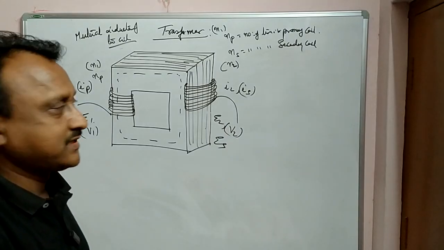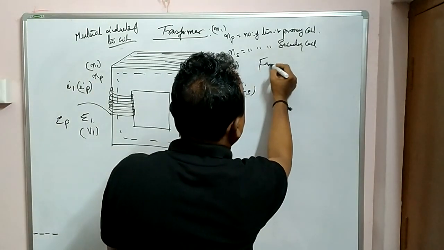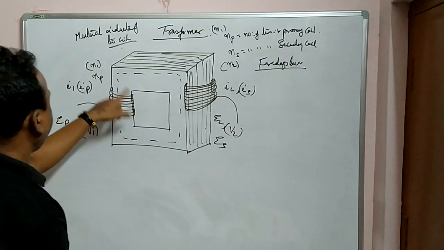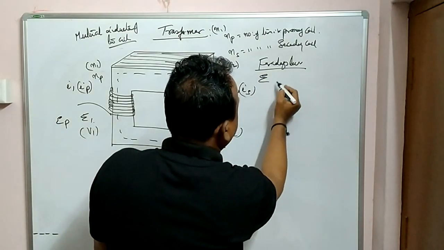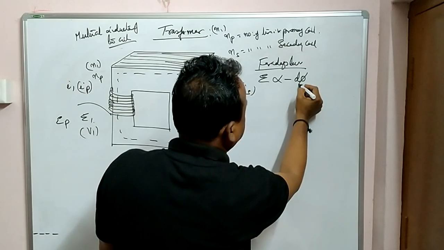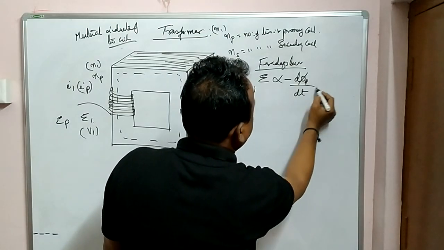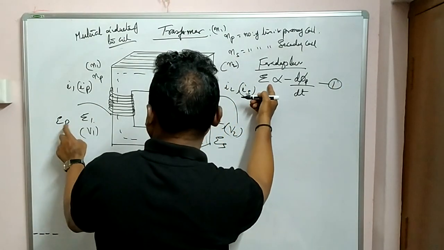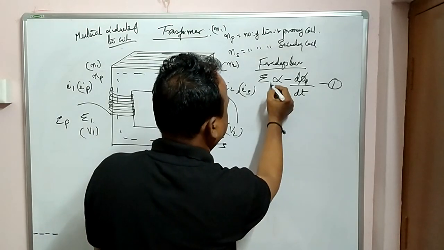Now after explaining, we will apply Faraday's laws here. We will apply Faraday's laws for the first coil. According to Faraday's law, the induced EMF is directly proportional to the rate of change of magnetic flux. Which coil? Primary coil. So here the induced EMF is E1 or primary, anything you can take, primary or E1.